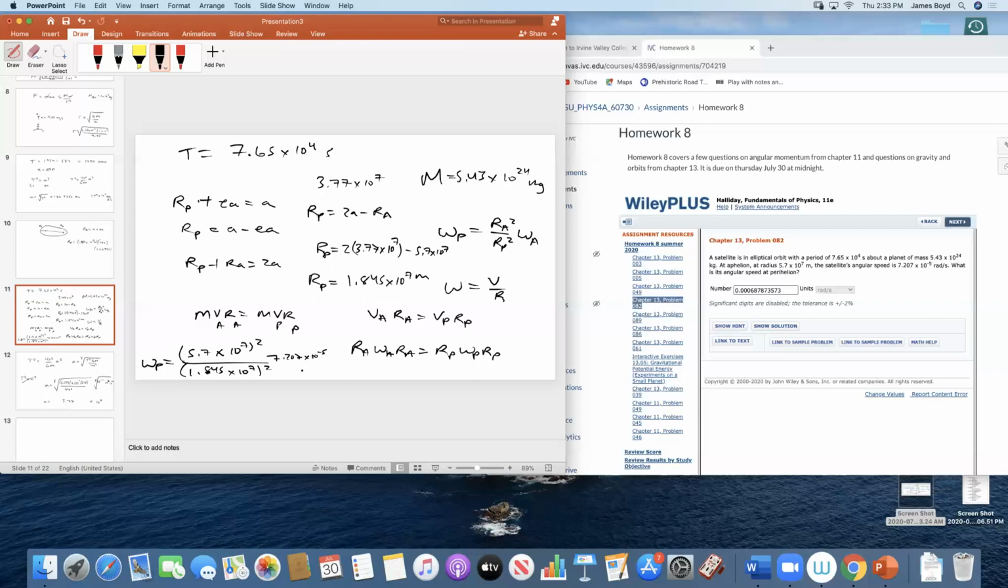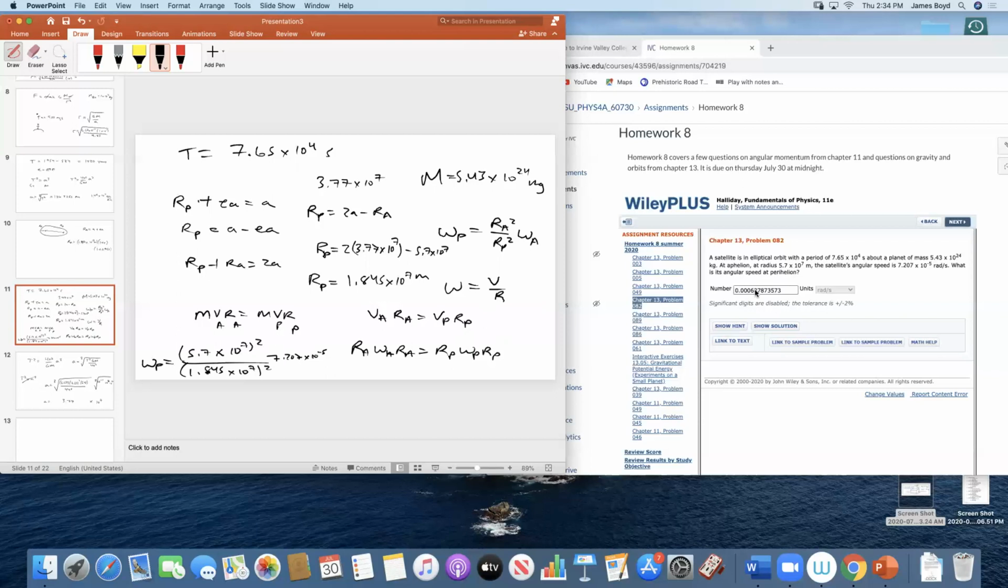So 5.7 times 5.7 divided by 1.845 times 1.845 gives me 9.544 times 0.00007207 gives me 6.878 times 10 to the minus 4. Is that at the fourth decimal place?